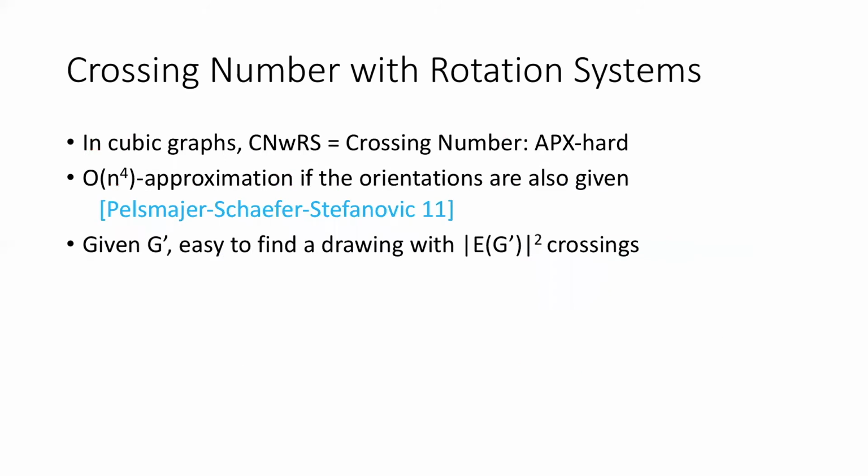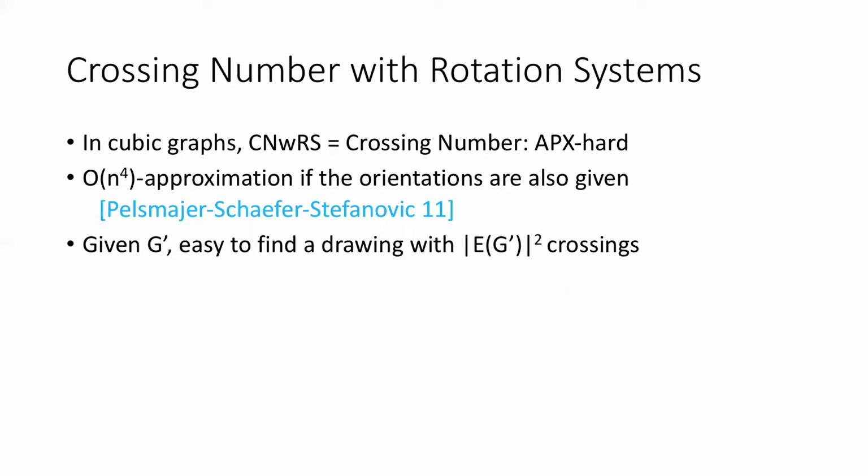So what's known about this new problem? Well, first, it's clear that in cubic graphs, this problem is equivalent to the graph crossing number problem, and therefore it is also APX hard. And to the best of our knowledge, the only previous work studied a variant of this problem, in which the orientation of the flip of the orderings are also given. And only n to the 4th approximation is known, even in this special case. And it is easy to find a drawing with at most the number of edges squared crossings, since we can ensure that every pair of edges cross at most once, which is not very hard.